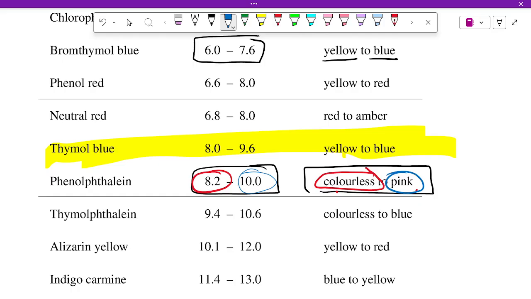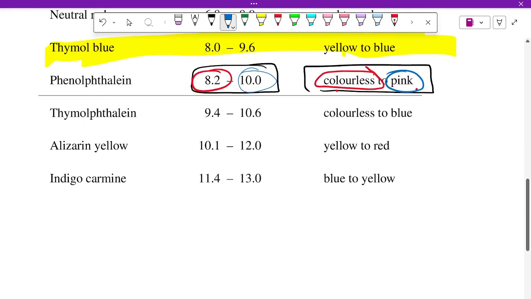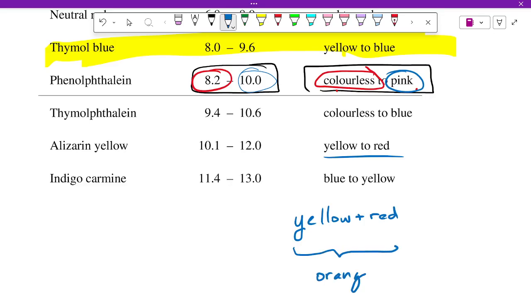What is the color when you have, say, yellow and red? What does yellow and red make? Yellow and red make orange. So for alizarin yellow, for example, alizarin yellow would be orange between 10.1 and 12.0. It would be yellow below 10.1. It would be red above 12.0. Does that make sense? Okay, so orange in that range. If you go below it, it's going to be yellow. If you go above it, it's going to be red.